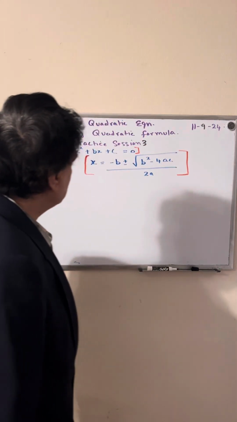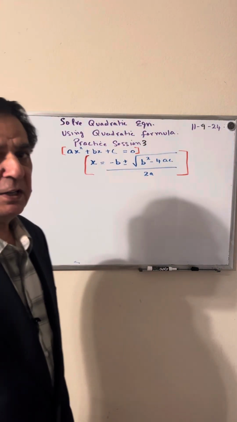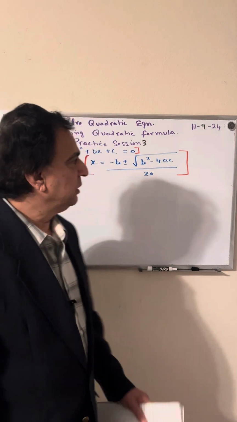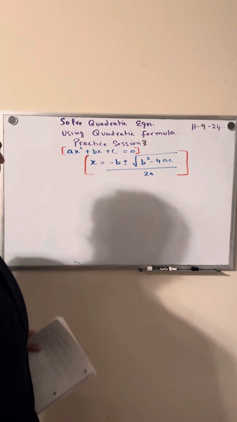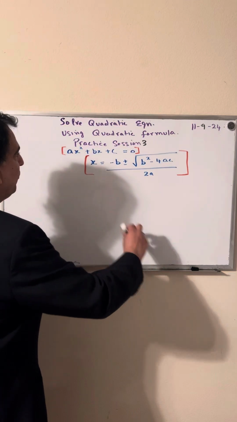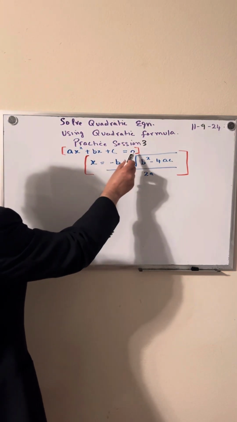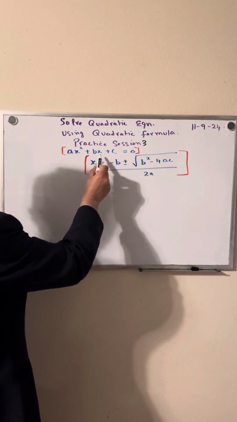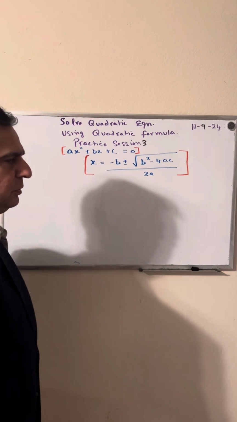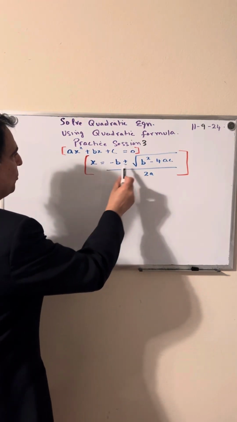Today's topic of discussion is we're going to solve a quadratic equation using the quadratic formula. I have the quadratic equation format, which is right here: ax squared plus bx plus c is equal to 0. And this is the quadratic formula.